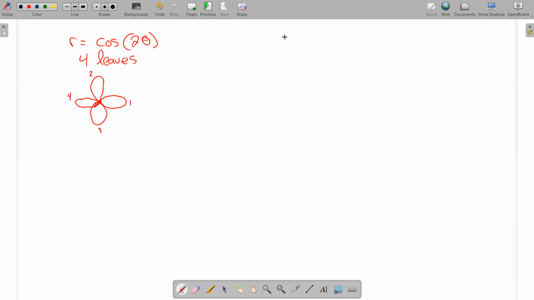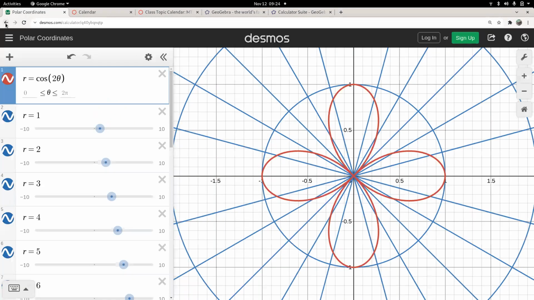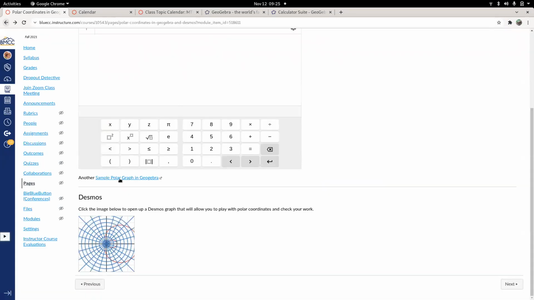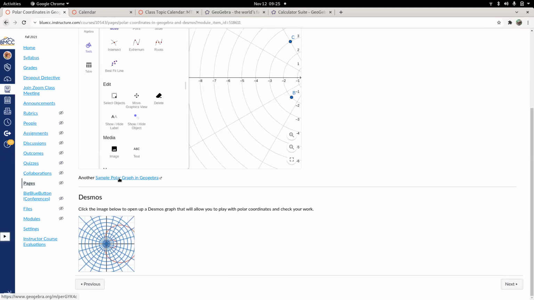When we did r equals cosine of 3 theta, and now here I went 2 theta, 4 leaves, 3 theta was 3 leaves. Interesting. All right, let's play. So I think if we go back here, I want to leave. The other graphing tool I had for GeoGebra will actually trace it slowly for me. So let's check that out.